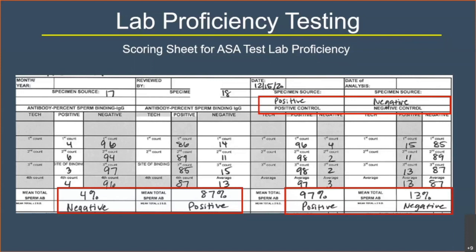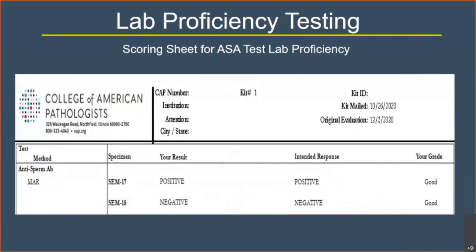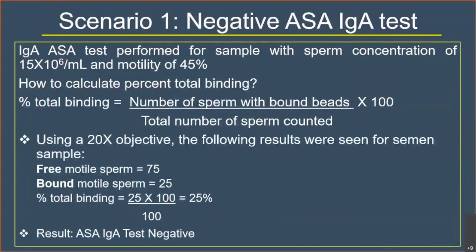And then the negative and the positive controls results are also shown. The positive control, 97% positive binding. Negative control, there was 13% negative binding. So we know the results are accurate, and this is what we report as part of EQC. Next. So these are the results for both the analytes, and the intended response matched what our results were. So the lab is performing the test accurately and reporting the results well. Next slide.